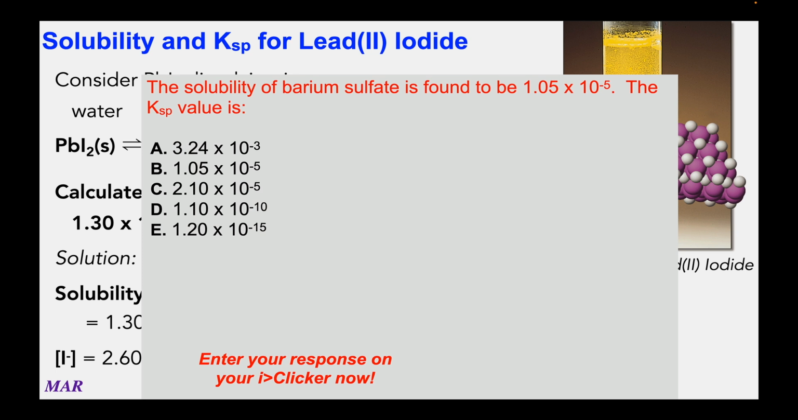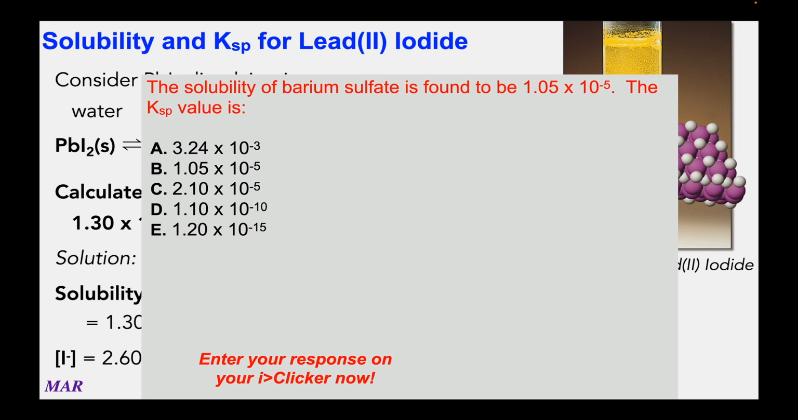Now, for every barium sulfate that breaks down, you're going to have 1 barium ion and 1 sulfate ion. And why that's important is that the concentration of the barium 2+ ion, as well as the concentration of the sulfate ion, will be equal to the solubility.